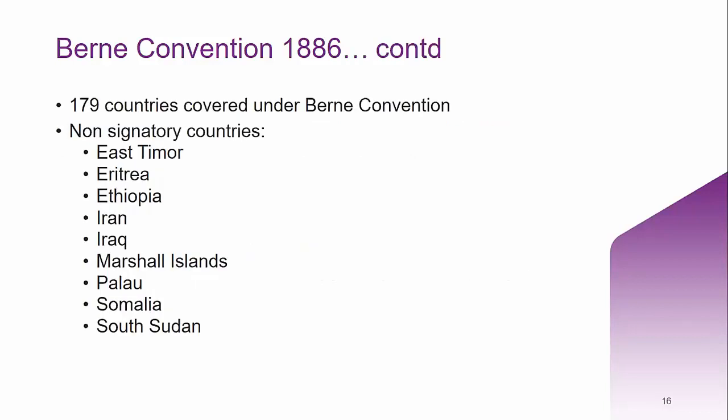So the Berne Convention does away with the need to register works separately in each individual country and has been adopted by almost all the nations of the world. Over 179 countries are its signatories. So this convention remains in force to this day and continues to provide the basis for international copyright law.